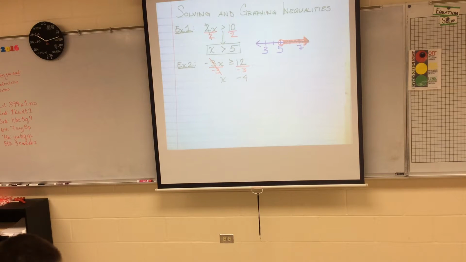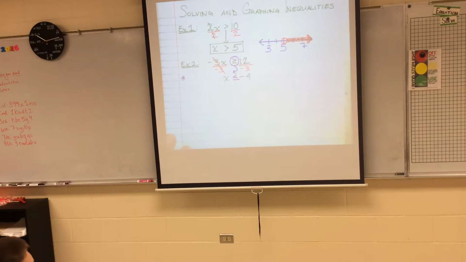But what's the rule with the inequality when you divide by a negative? Do y'all remember from last year? Oh, it swaps. Perfect. So if it's greater than or equal to, it becomes less than or equal to. So I'm going to make a note in my notebook. It says when you divide.